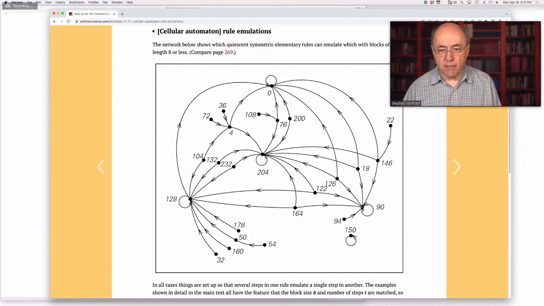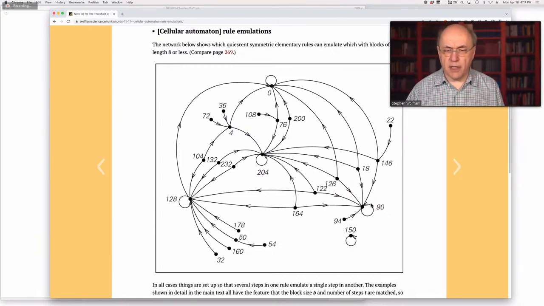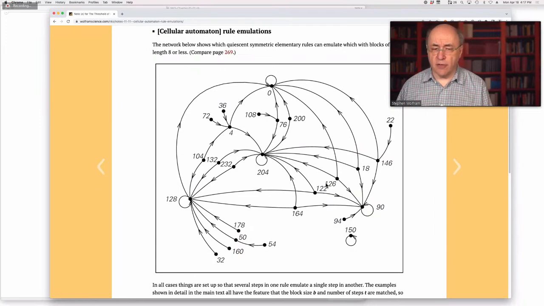Why am I not seeing a path? Well, who knows? In any case, it's actually surprising that there isn't a path there. So anyway, this is showing kind of proto-universality. It's showing that rule 22 emulates a bunch of others. I think this has been pruned, actually. Or maybe it's blocks of length 8 or less.